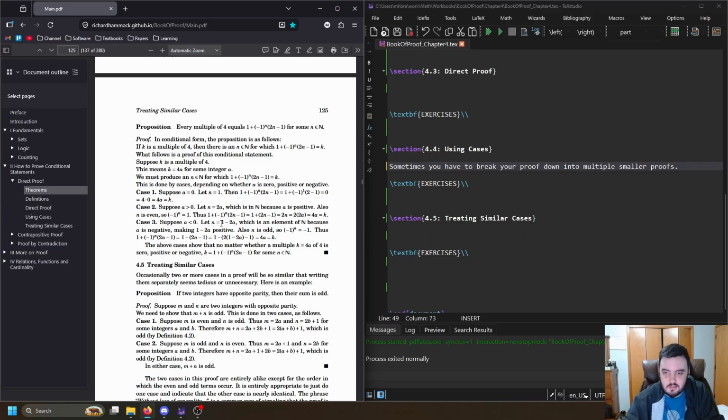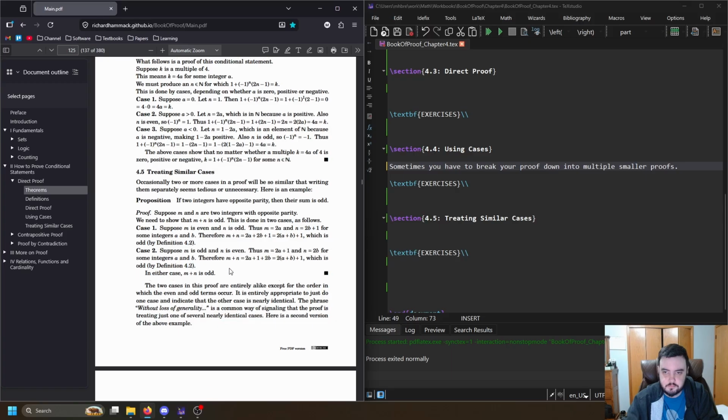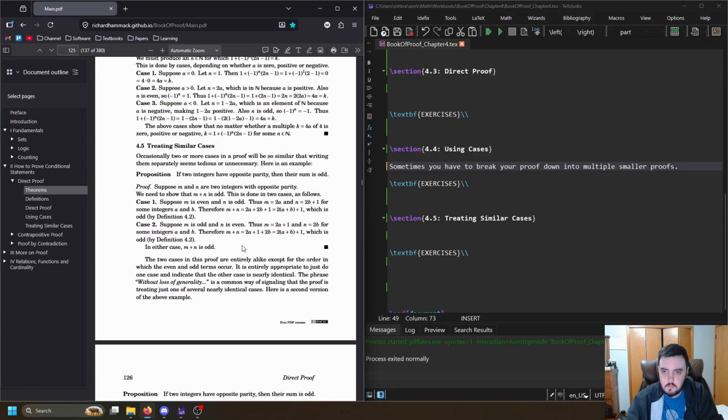See, this one's a little more complicated because you need 1 minus 2a to get it to pop out nicely and give you the 4a that you're looking for. So the above cases show that no matter whether a multiple k equals 4a of 4 is 0, positive, or negative, k equals 1 plus negative 1 to the n times 2n minus 1 for some n in the natural numbers. Very nice. Okay.